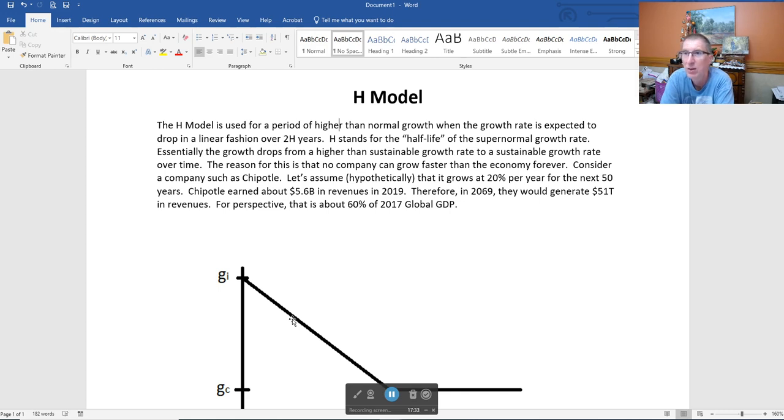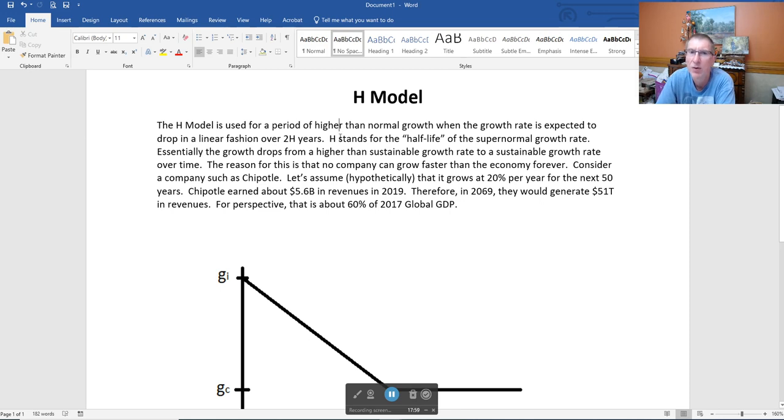Now, you may even argue that it's going to slow down a little faster than that, because if you think a lot of growth in the economy comes from newer companies that are rapidly growing, so more mature companies are probably going to grow a little slower than the overall economy. So at some point, it's probably going to grow slower than the overall economy, but I don't know when that's going to happen. So what I might do is use something like the H model.